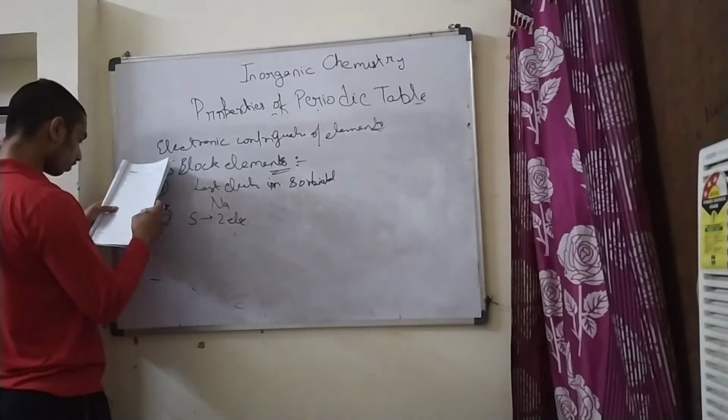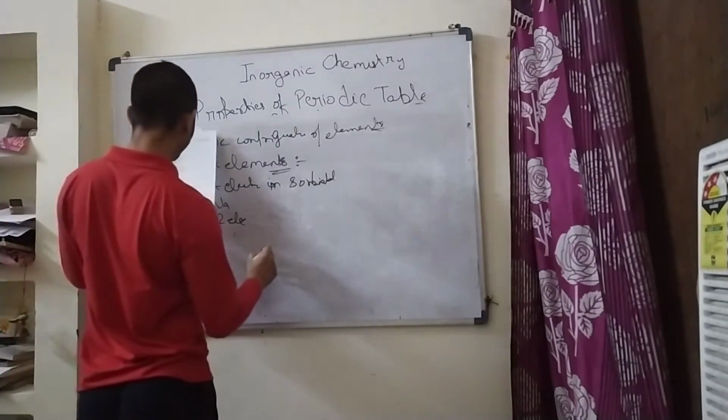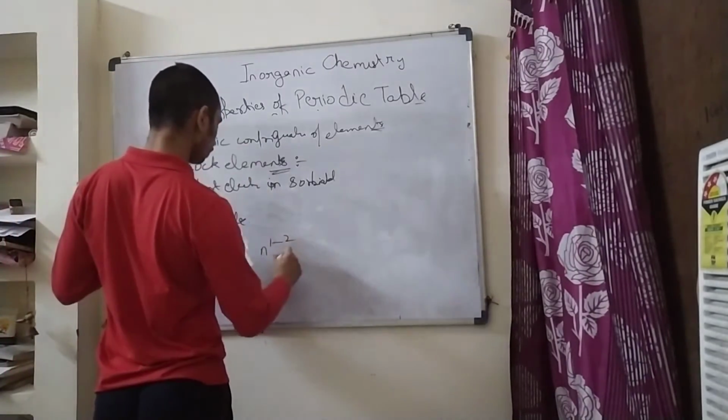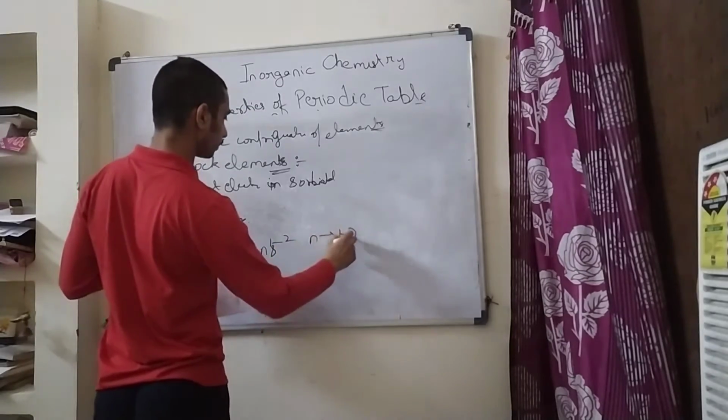The general electronic configuration is ns 1 to 2, where n is 1 to 7.